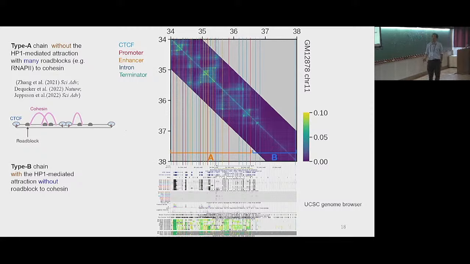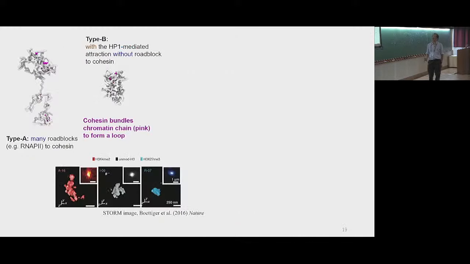And so by assuming these roadblocks, we simulated the type A and type B domains. And with roadblocks, transiently extruded loops are trapped at the roadblocks. So type A chains look like a chain of loops.